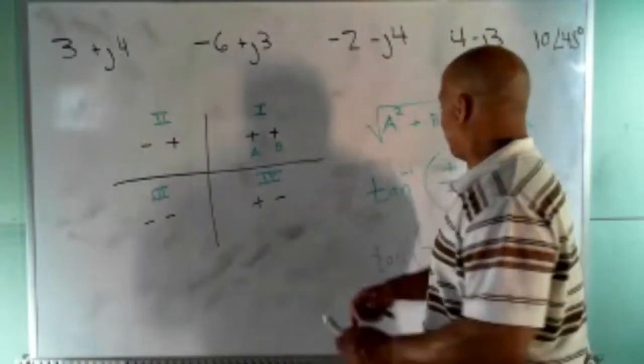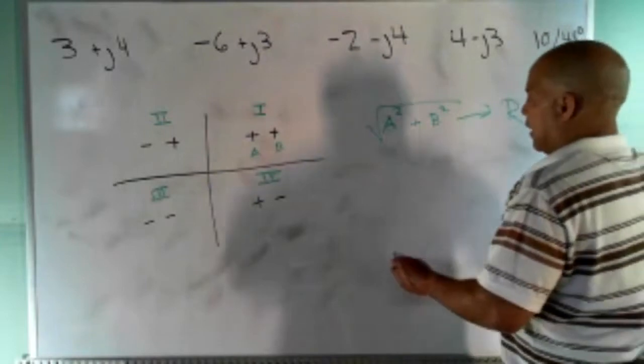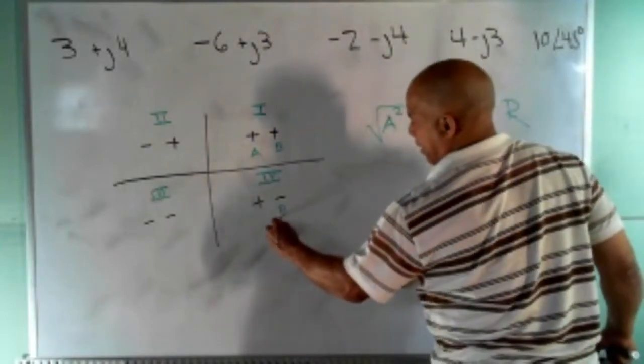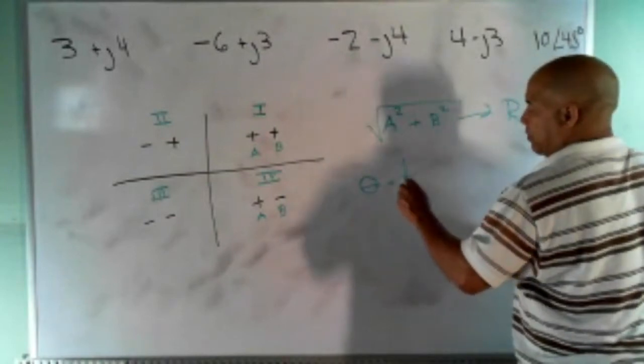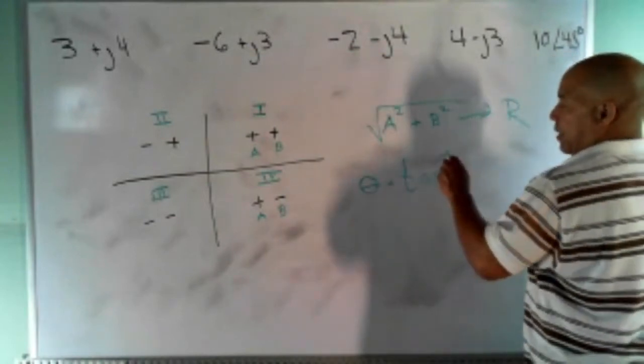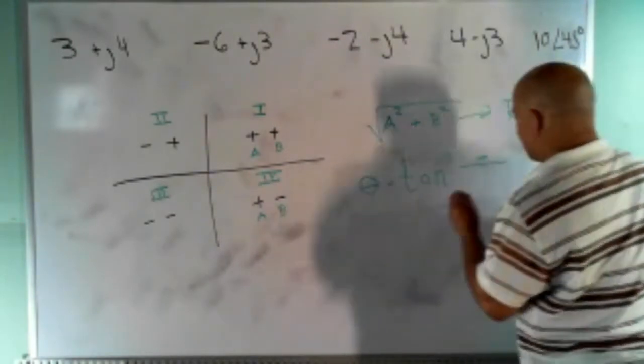Well, that's the same down here. If I'm down here in quadrant 4, and I want to do this. This is B, and that's A. So I want to find that angle. The angle is going to be the inverse tangent of B, which is negative, divided by A, which is positive.